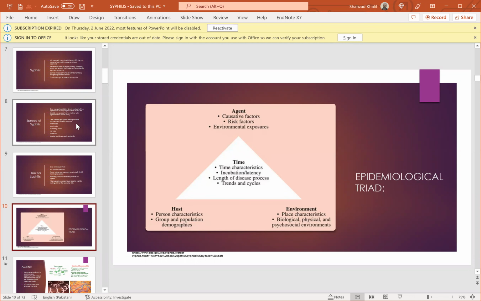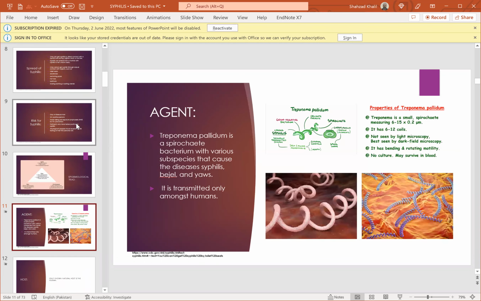Epidemiological triad includes the agent, host, and environment. Starting with the agent. Treponema pallidum is a spirochete bacterium with various subspecies that causes the diseases syphilis, pinta, and yaws. It is transmitted only amongst humans.